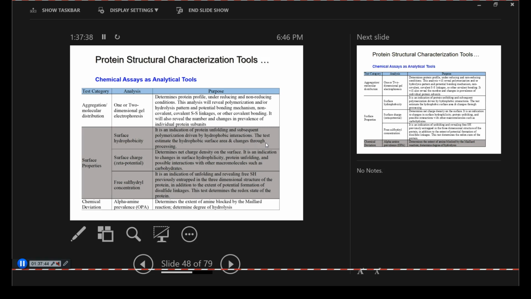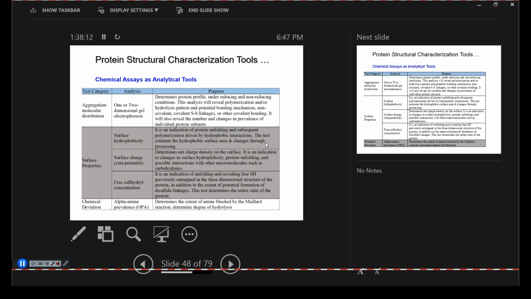So it estimates the changes in the structure of the protein due to unfolding. If the protein denatures, you expect to have higher surface hydrophobicity. Sometimes you hydrolyze a protein. When you hydrolyze a protein, you may expose hydrophobic components, or you might expose charges on the surface. So the surface hydrophobicity, depending on the type of enzyme that you used, might increase or decrease.